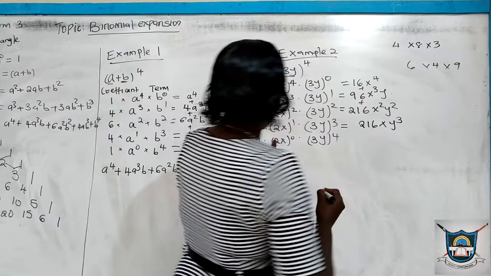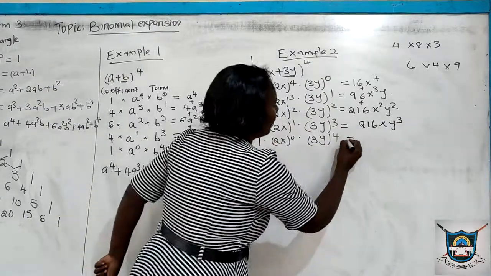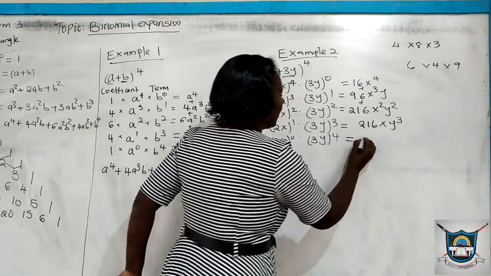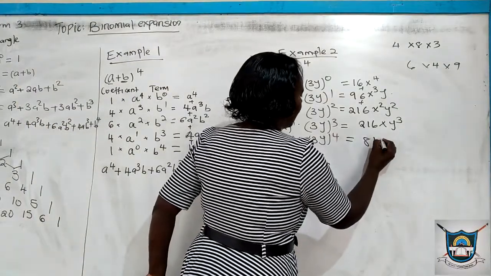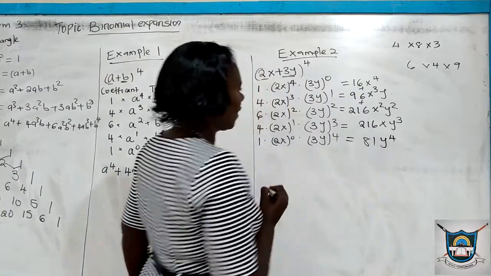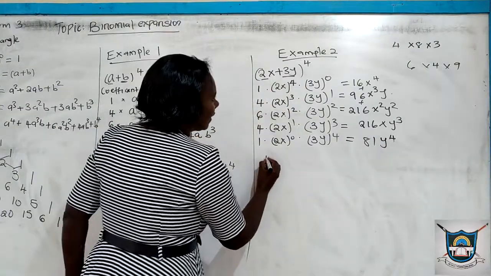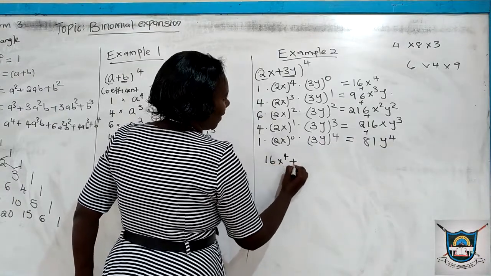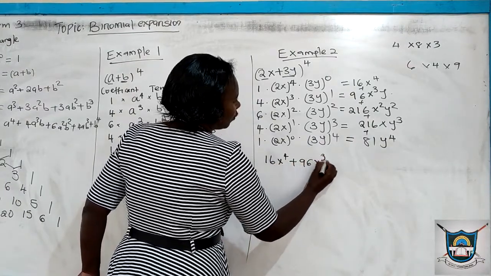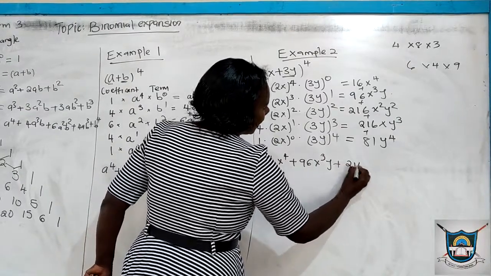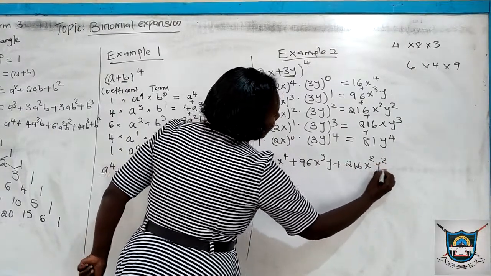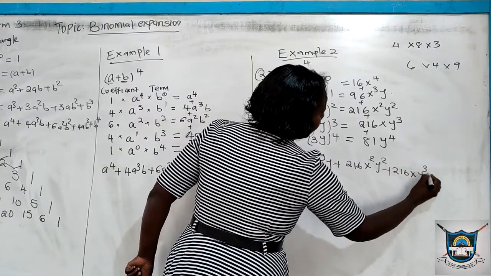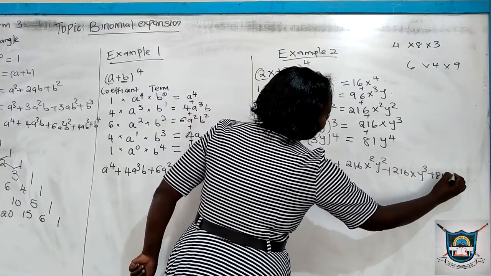The last one gives us, if you multiply, 3 to power 4 is 81. Then y to power 4 is y to power 4. So our answer is 16x to power 4 plus 96x cubed y plus 216x squared y squared plus 216xy cubed plus 81y to power 4.